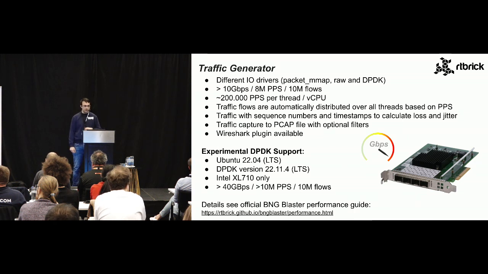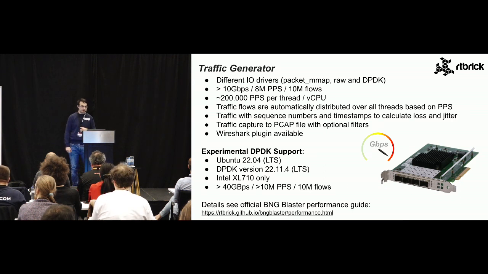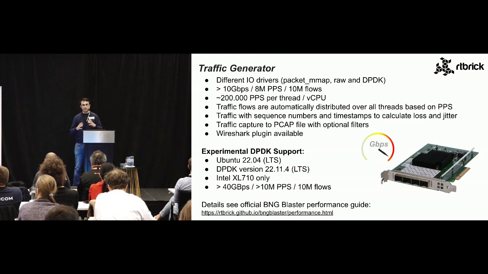And obviously, these are not the numbers for the Raspberry Pi. But the scaling itself depends on your hardware and your systems. So roughly we say around about 200,000 PPS per thread is what we see in most of the normal test equipment we have. The test traffic we generate, we distribute automatically over all the threads. And the traffic itself has a dedicated header format we call the BNG Blaster header. And we also ship a Wireshark plugin for it. And in the headers, there are sequence numbers, timestamps. We need to calculate loss, jitter, and all this stuff.